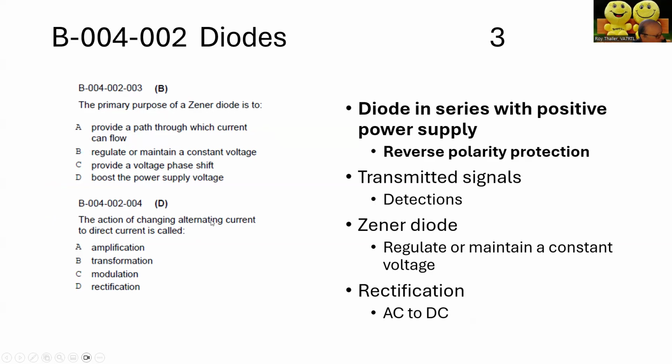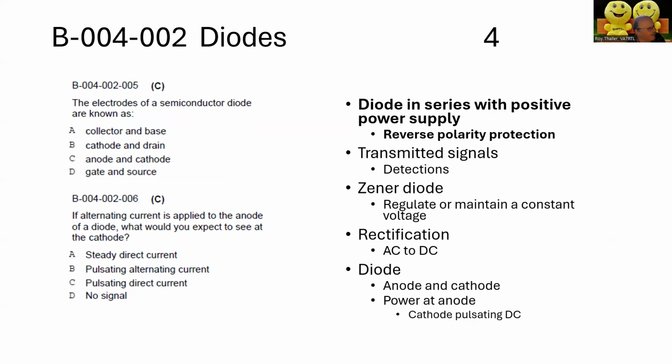The action of changing alternating current to direct current is called... and in this case, the answer would be D, rectification. So this would be in a power supply. The electrodes of a semiconductor diode are known as... that would be known as anode and cathode. If an alternating current is applied to the anode of a diode, what would you expect to see at the cathode? So in this case, it's used as a rectifier. So at the output of the diode, you would see pulsating direct current.